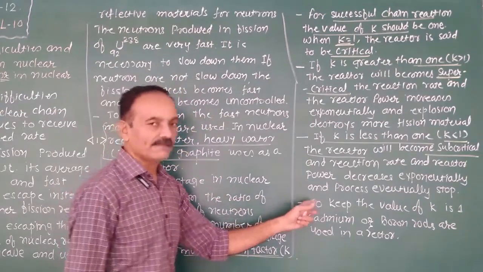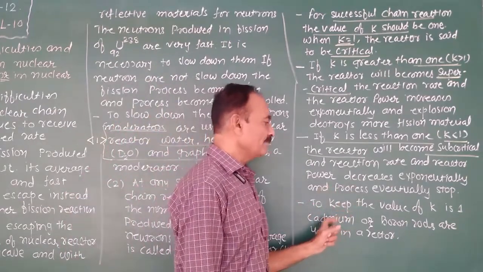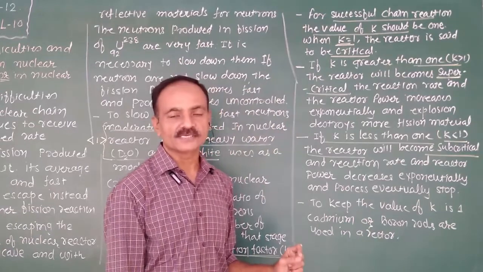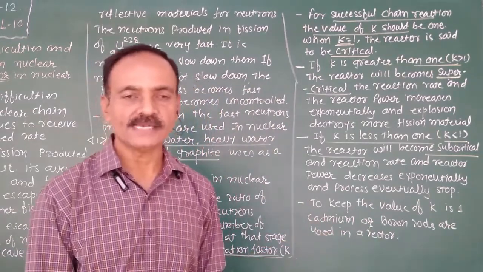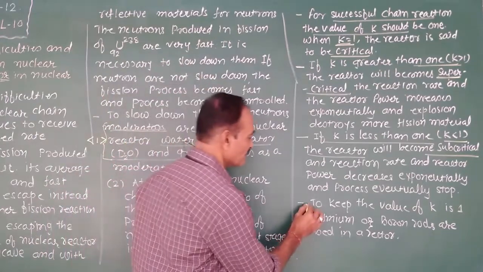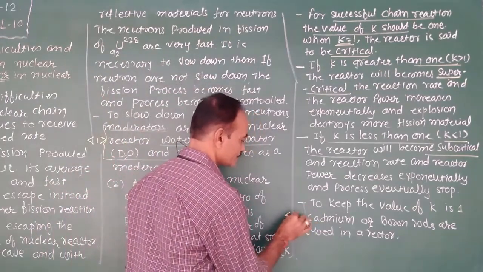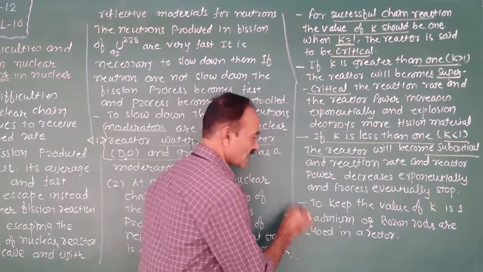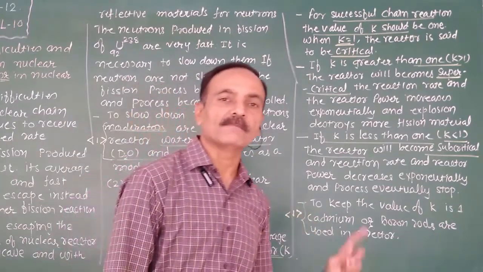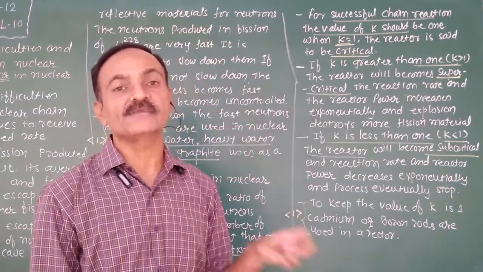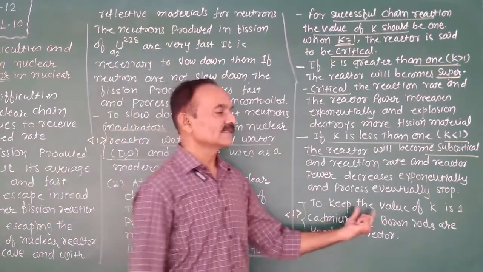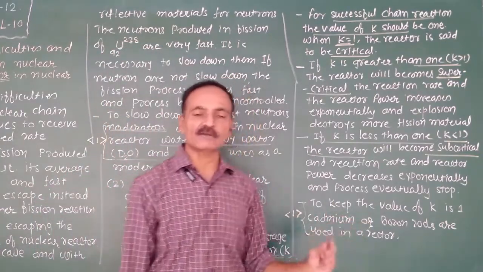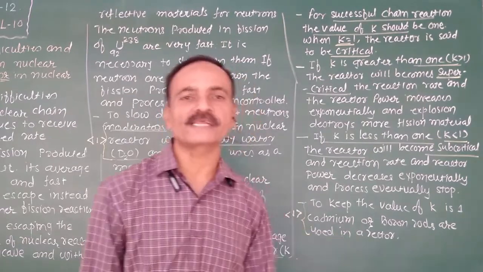Okay. To keep the value of K at 1, cadmium and boron rods are used. These rods are known as control rods. Right? So there is also one more important question. Cadmium and boron are materials which absorb the excess neutrons. So these rods are used in the nuclear reactor. The position of these rods is adjusted automatically.